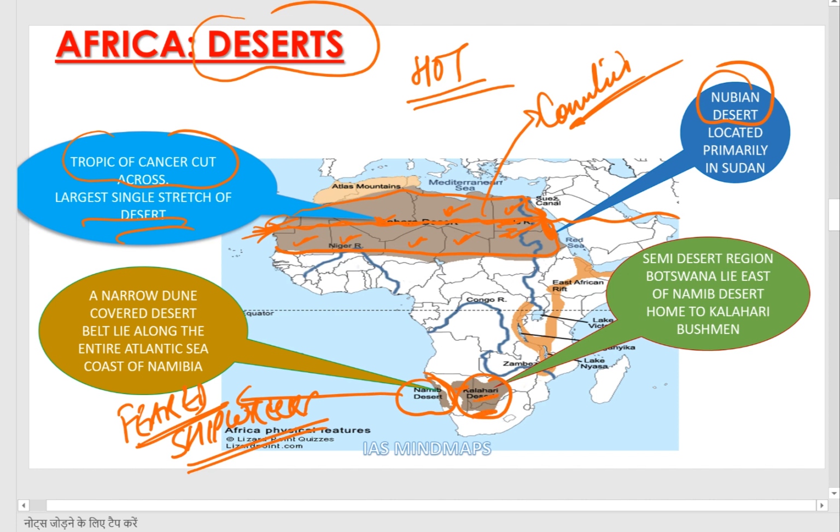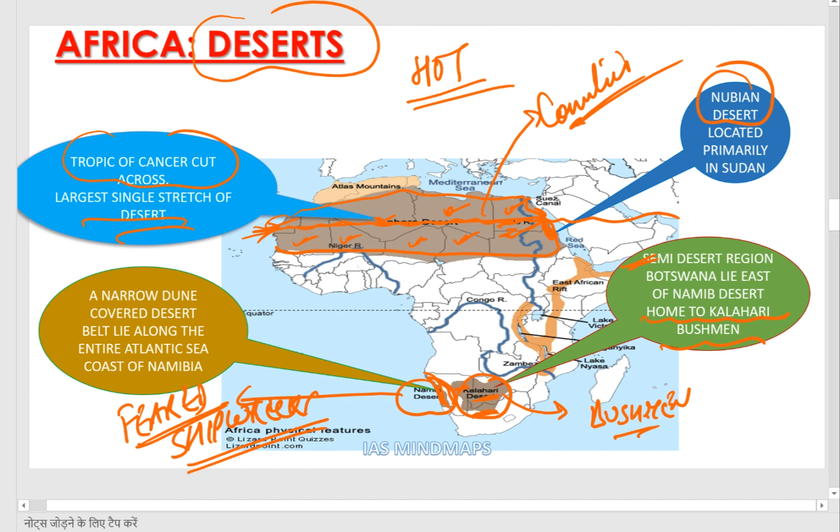So Namib Desert is a narrow desert lying in the country of Namibia, while Kalahari Desert lies in the interior in the country of Botswana, South Africa and Namibia. And the Kalahari Desert is world famous for its Bushmen, the local tribes. It is home to Kalahari Bushmen. So this was all about the desert belts of Africa.